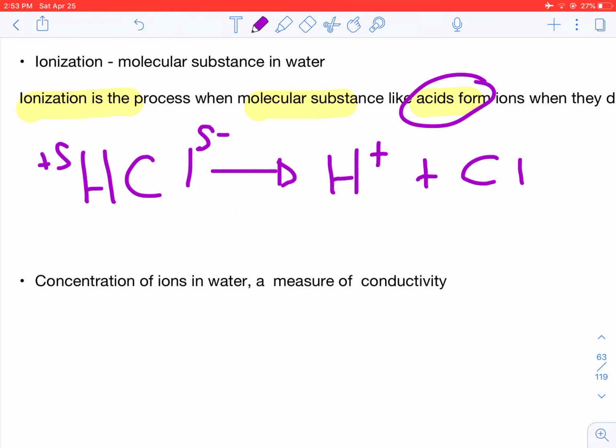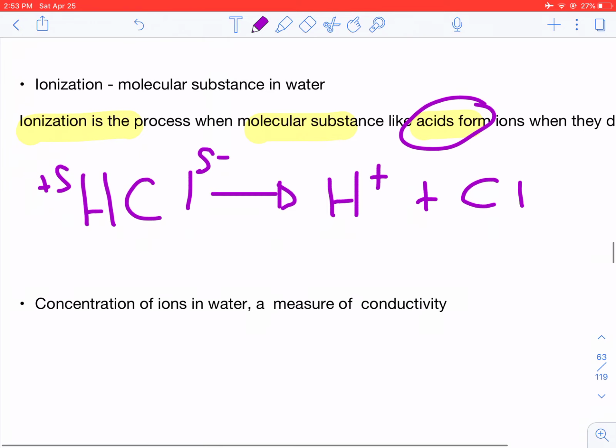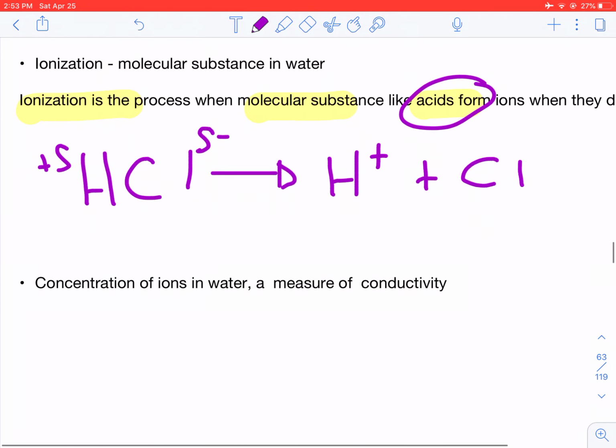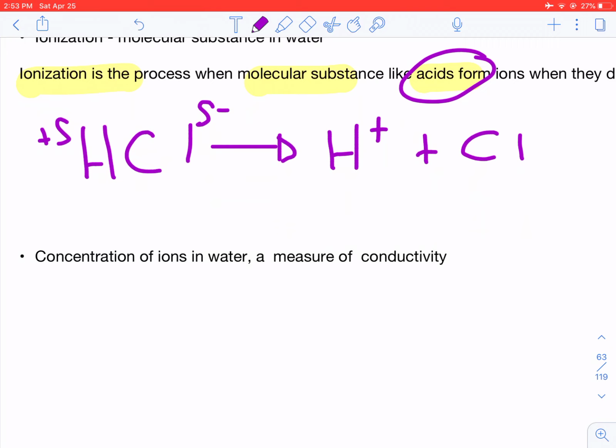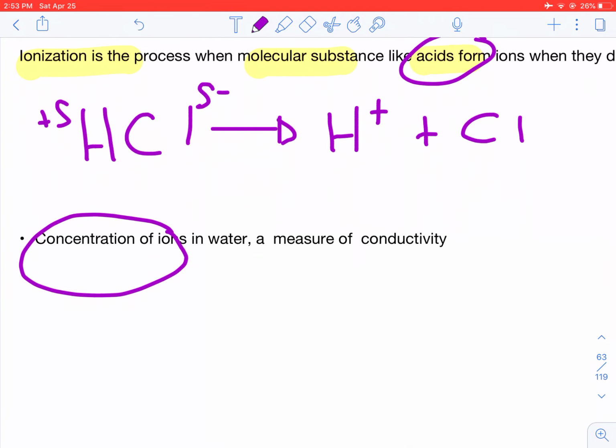And the concentration of ions in water is a measure of its conductivity. So the more ions you have in water, the greater the conductivity. And concentration is what we will be dealing with in the subsequent lessons. Concentration essentially gives you an indication of the number of solute particles per unit volume.